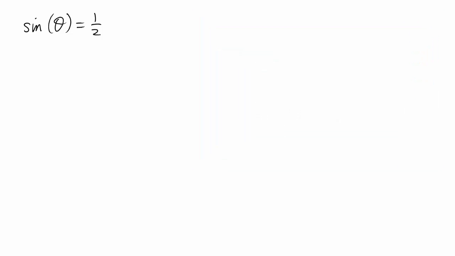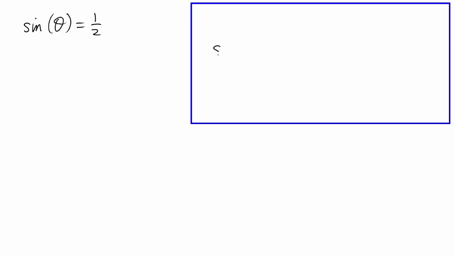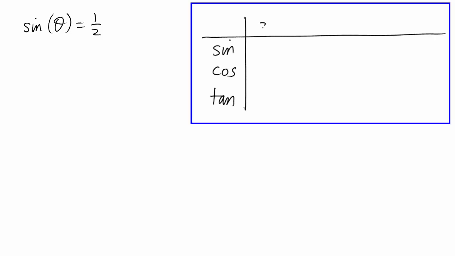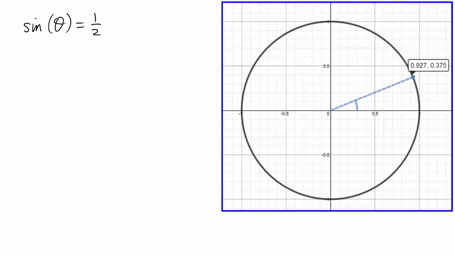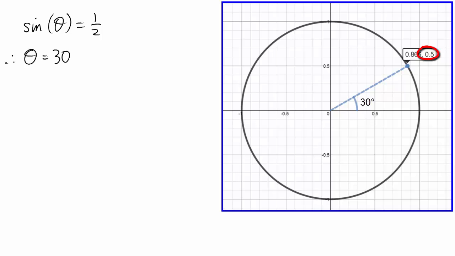To be successful at trigonometry, you should learn the exact values of sine, cos, and tan for 30 degrees, 45 degrees, and 60 degrees. I won't go through them in this video, so if you've never seen them before, then you'll just have to trust me for now that these are the right values. Looking at the table, you can see that sine 30 degrees is a half. Looking at the unit circle, we can check that sine 30 degrees equals a half too. So one solution to the equation is theta equals 30 degrees.